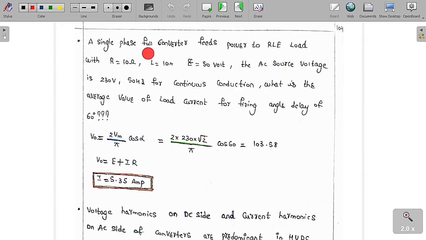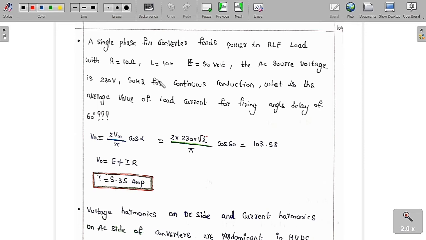A single phase full converter feeds power to an RLE load with R equal to 10 ohm, L equal to 10 millihenry and E equal to 50 volts. The AC source voltage is 230 volt, 50 hertz. For continuous conduction, what is the average value of the load current for a firing angle delay of 60 degree?